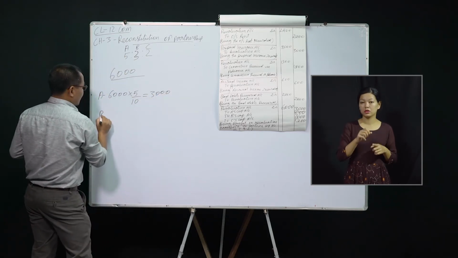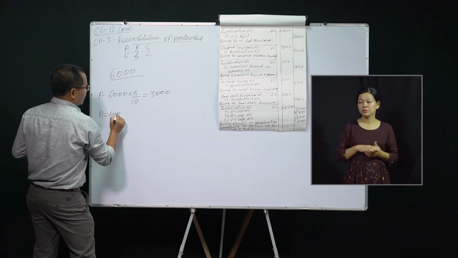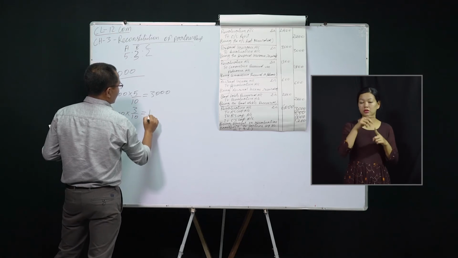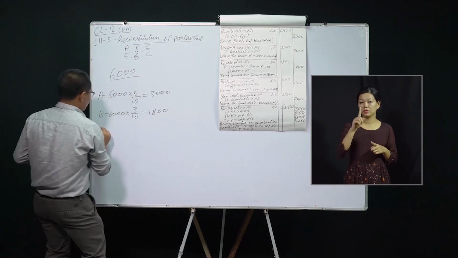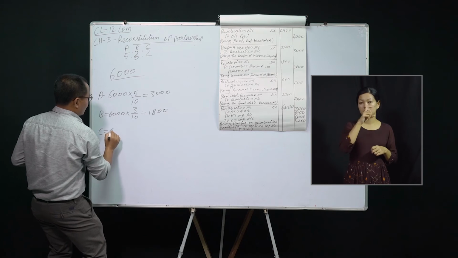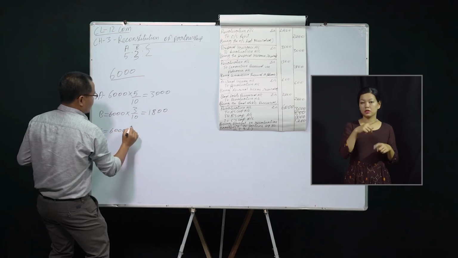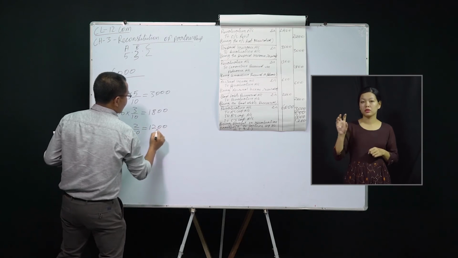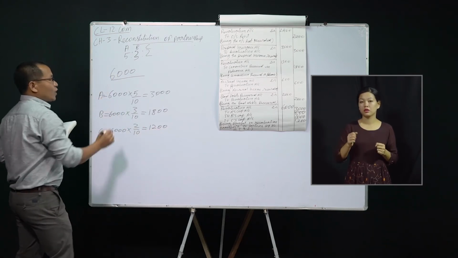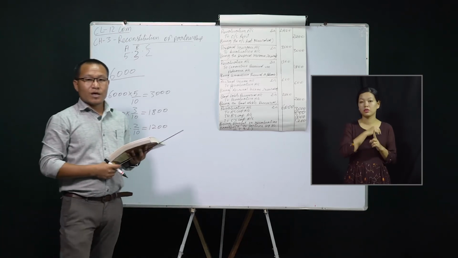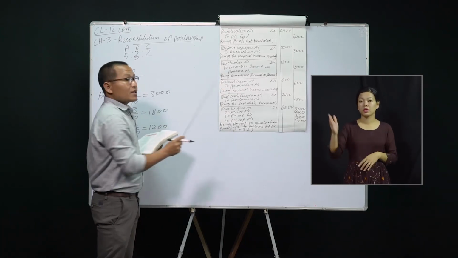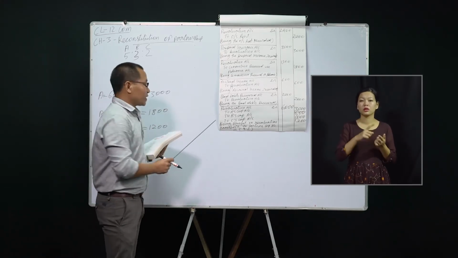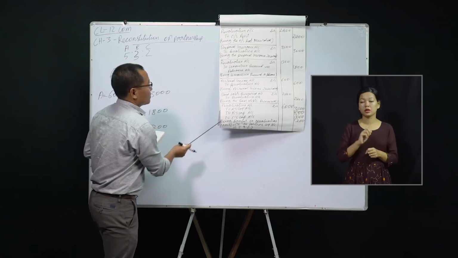And for B, it is 6,000 into 3 by 10. You will get 1,800. For C, it will be 6,000 into 2 by 10. You will get 1,200. So this is how the net profit of the firm is distributed. But this journal will never come unless you prepare the revaluation account. So out of the revaluation account, you will get the net profit.